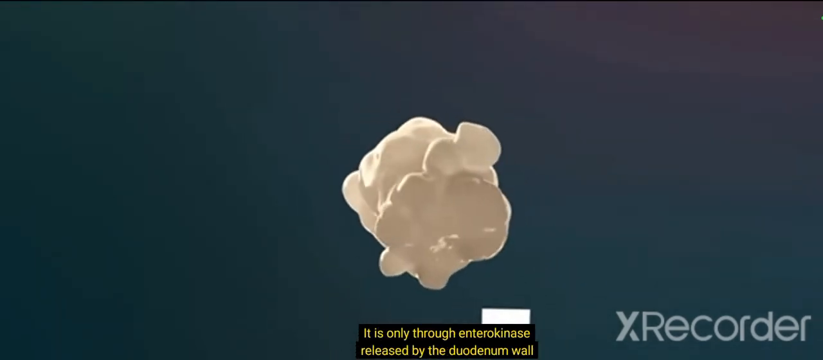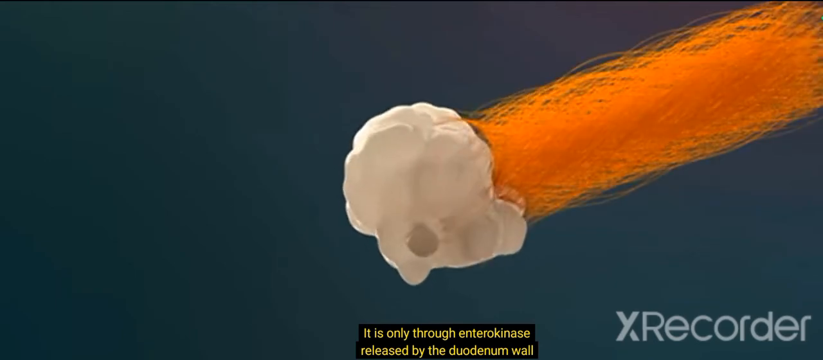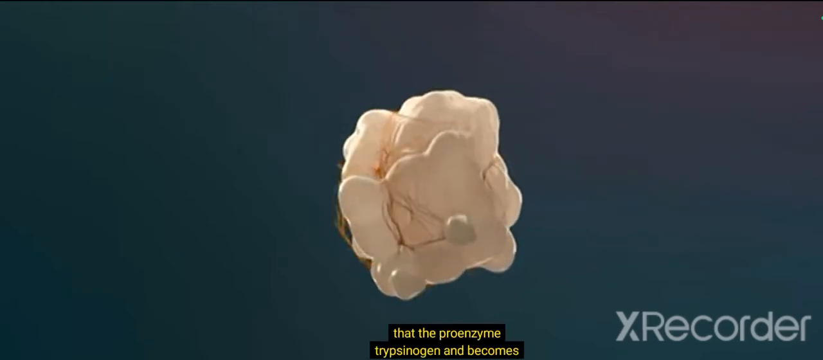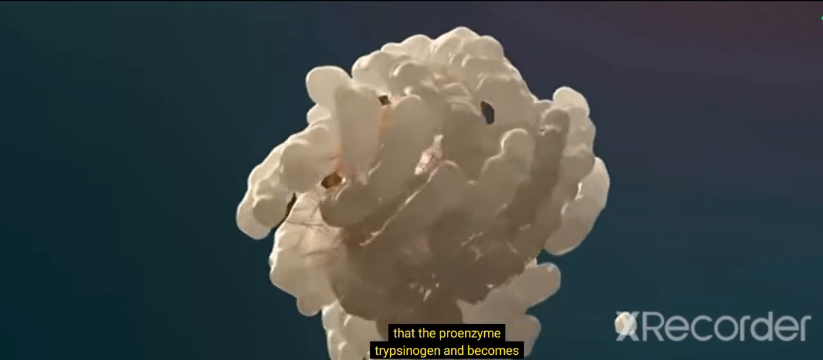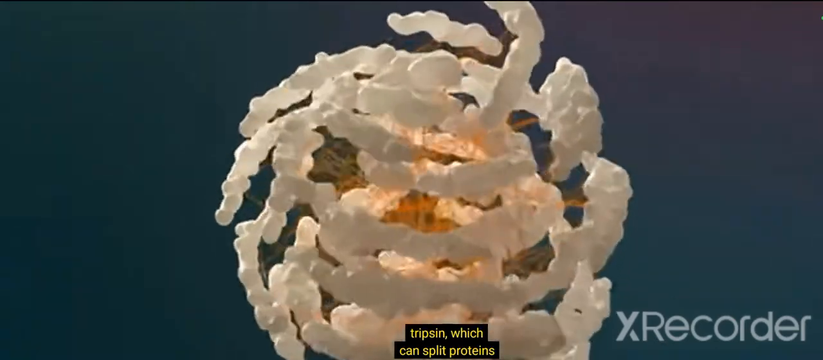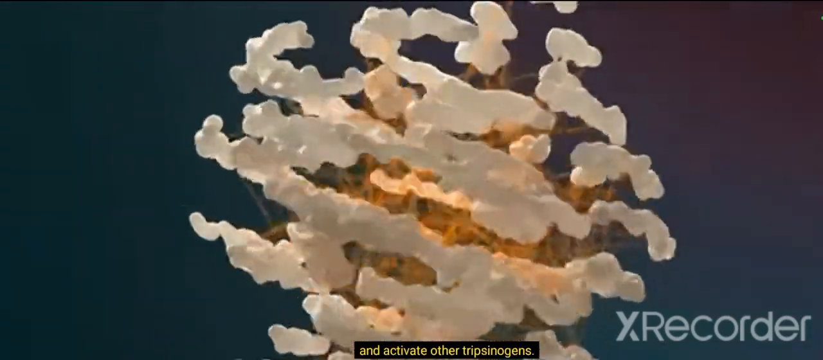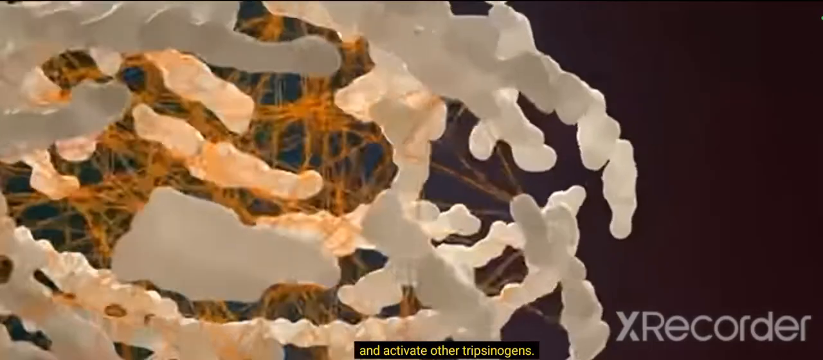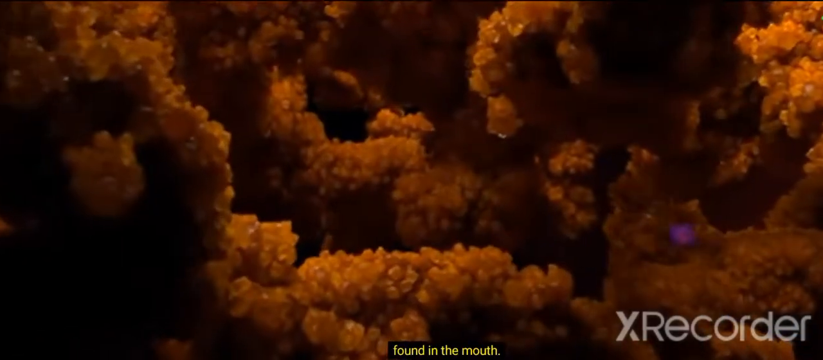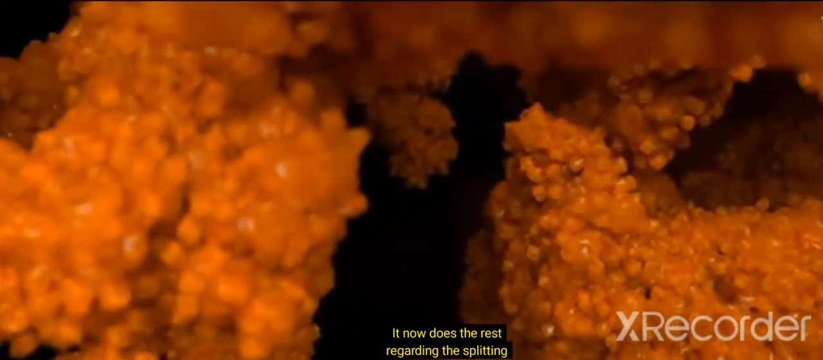Pancreatic juice also contains proenzymes. It is only through enterokinase, released by the duodenum wall, that the proenzyme trypsinogen becomes trypsin, which can split proteins and activate other trypsinogens. We also find alpha amylase, which we had already found in the mouth. It now does the rest regarding the splitting of carbohydrates, which it converts into maltose and isomaltose.